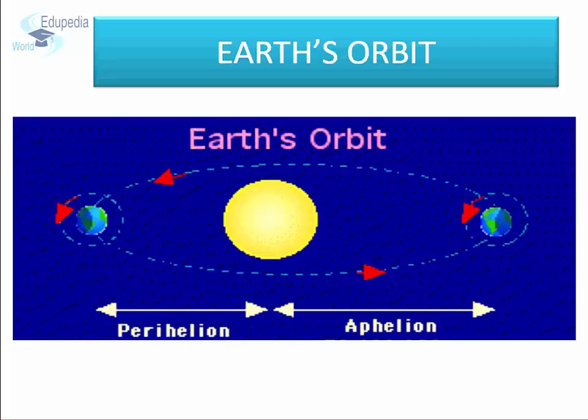This position is called perihelion. Peri means near and helios means sun. The earth is farthest from the sun on or about 4th July. This distance between the earth and the sun is about 151 million kilometers. This position is called aphelion. Ap means away from and helios means sun.